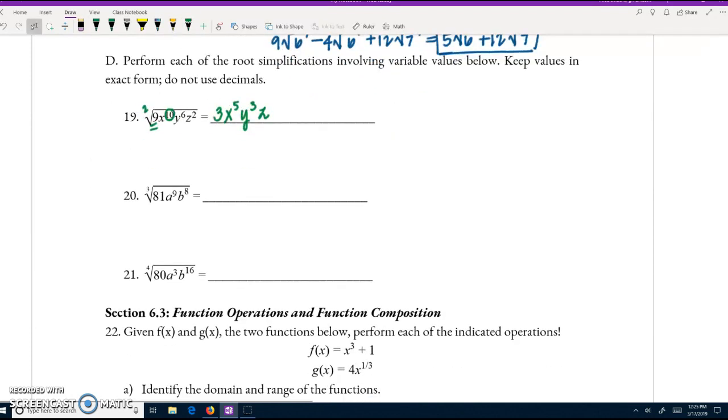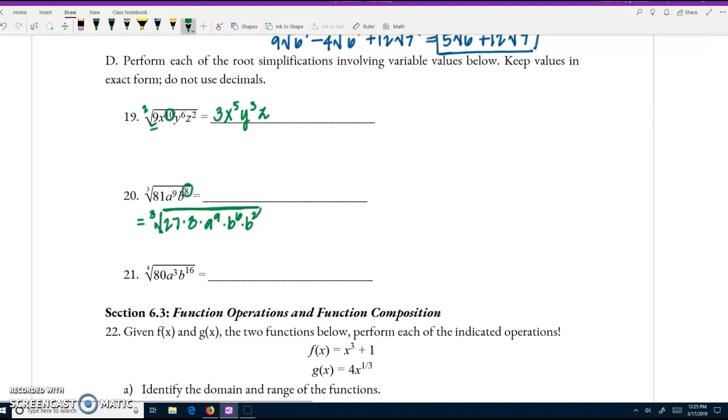Then for number 20, what I need to do is figure out what cubic roots can divide into 81, because 81 is not a perfect cube itself. So the number that's going to work is 27. So we'll have 27 times 3 times a to the 9th. 9 is great because 9 is divisible by 3. And then with the b, this is a little bit of an issue because 8 is not divisible by 3. So the closest number that will be divisible is going to be b to the 6, because 6 will divide by 3, and I'll have 2 left over.